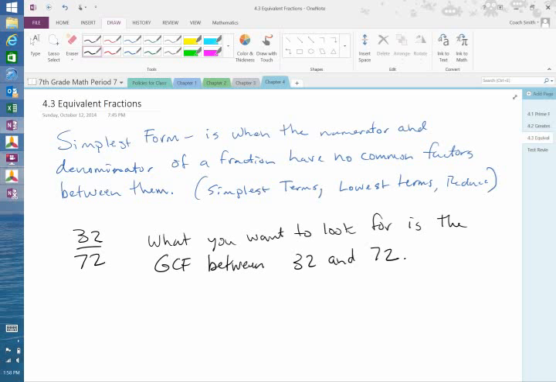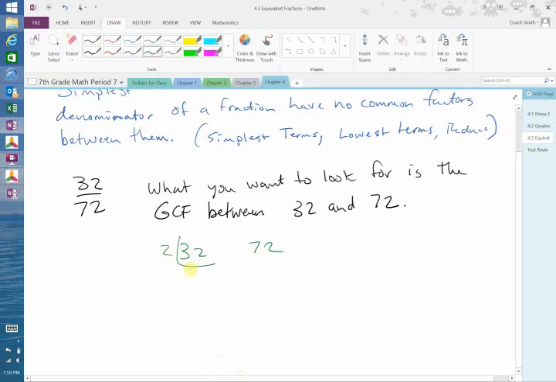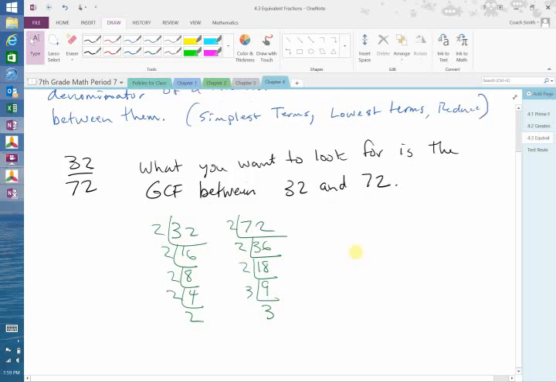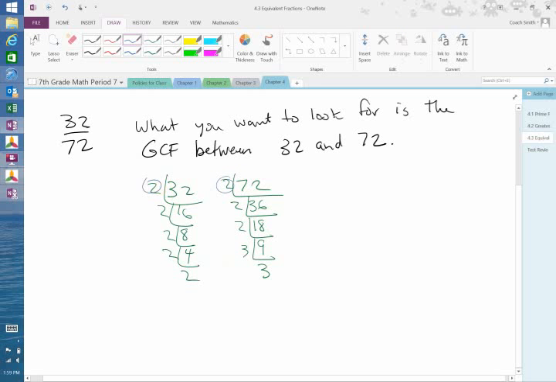One of two ways you can do that. A lot of times you can just see what the greatest common factor is by looking at the two numbers. If you can't do that, then you obviously have to do what we talked about last week, and find the prime factors of both 32 and 72. Okay, the ones that they have in common are those three right there. So 2 times 2 times 2 is what they have in common, which is 8. So the GCF is equal to 8.